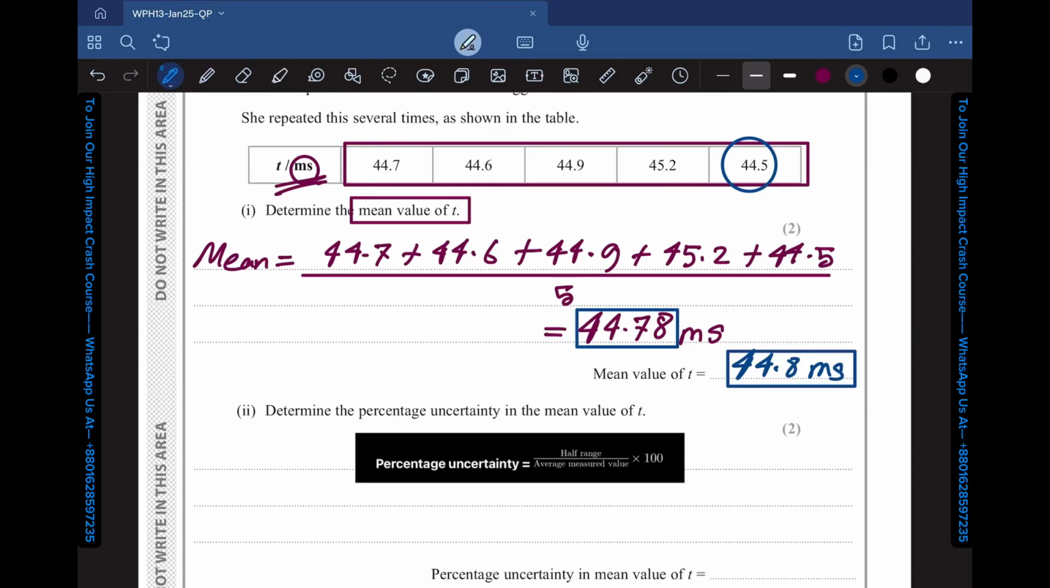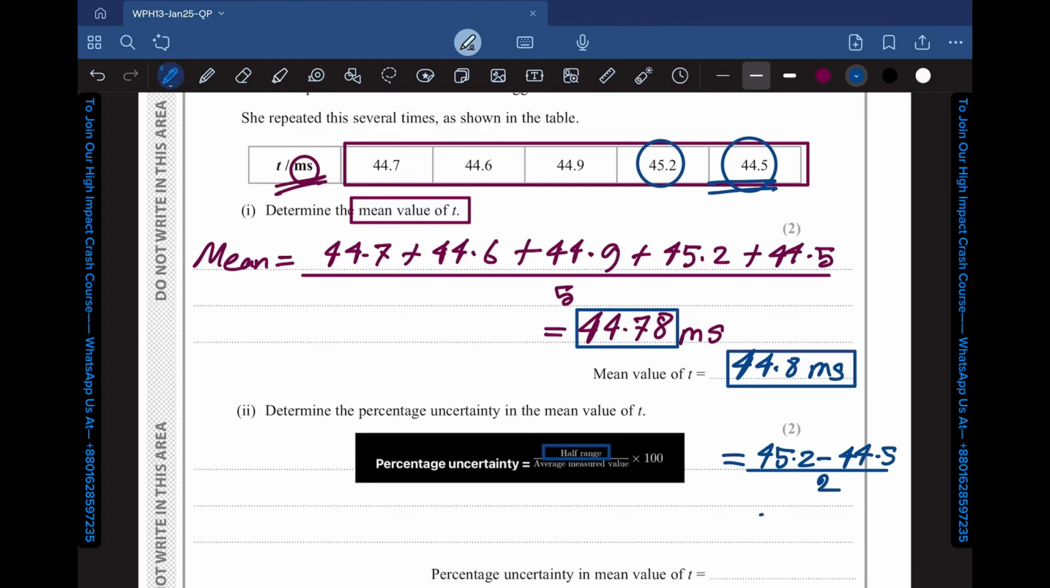So let's figure out the range first. The biggest value here is 45.2, and the smallest value is 44.5, right? So we can say 45.2 minus 44.5. This is what the range is: bigger value minus smaller value. But the formula says it should be half range. So we have figured out our range, and now we will divide it by 2. Then we will get our half range.